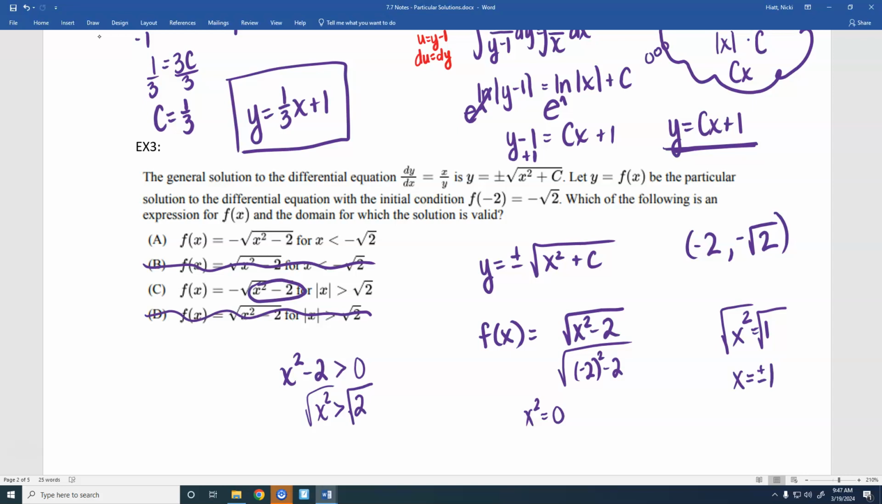Another option you have for this, I can also just say absolute value of x would equal 1, because that would mean it could be a positive 1 or a negative 1, right? So we can say absolute value of x is greater than square root of 2, which is C. We also should note it can't be x less than negative square root of 2. Actually, that's part of it, but it's not the complete answer. So this will be our answer for that.